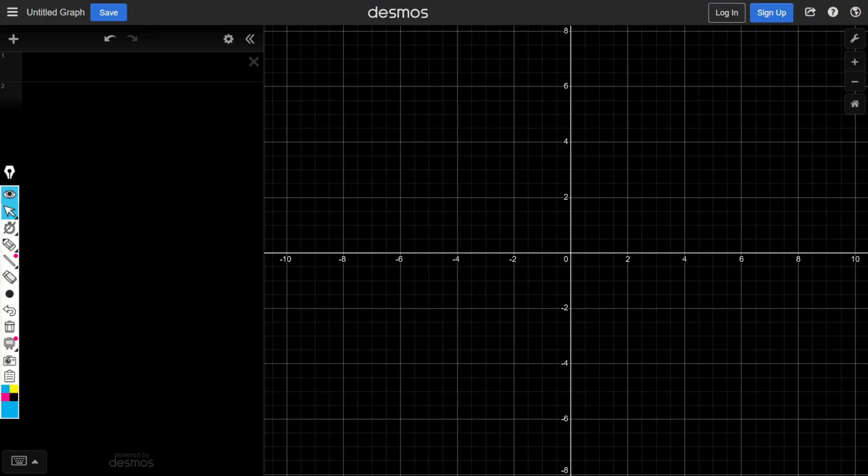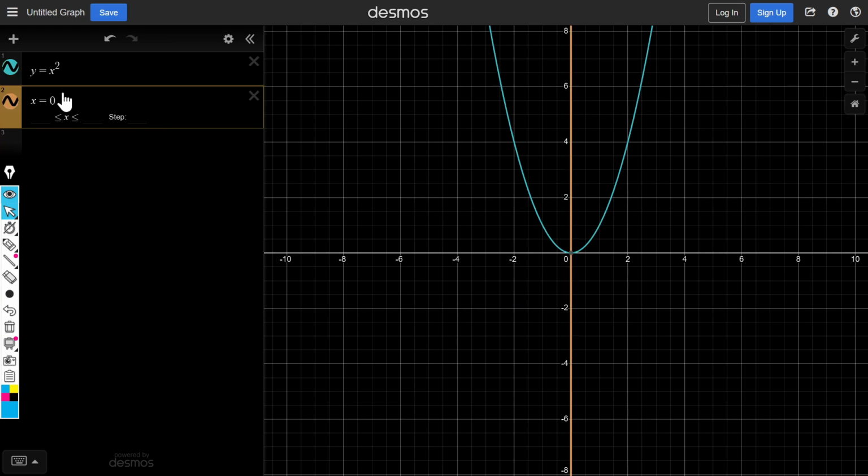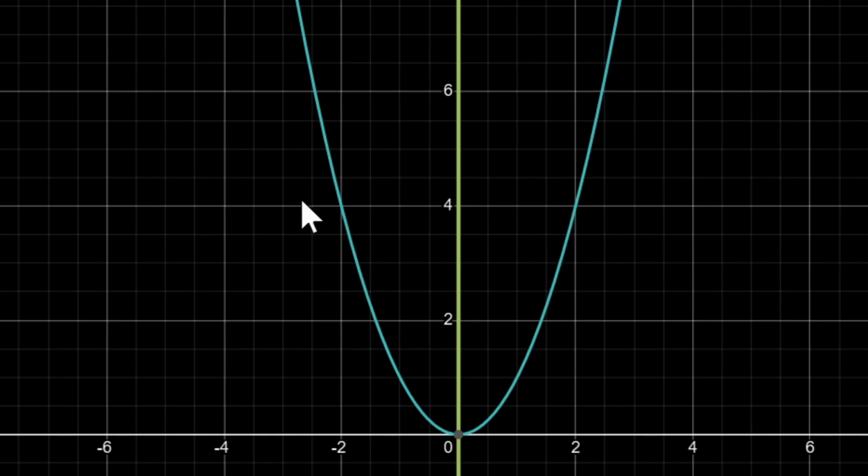Now, the axis of symmetry is the line at which a parabola is symmetrical over. If we look at the graph, x squared is symmetrical over the y-axis, which can be represented as x equals 0. If you look, it's like a mirror as you go across.